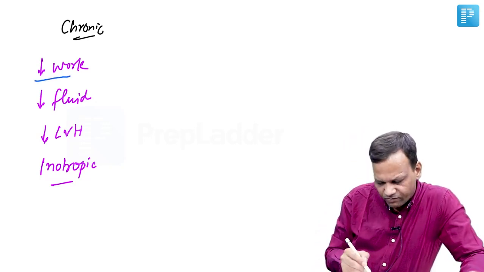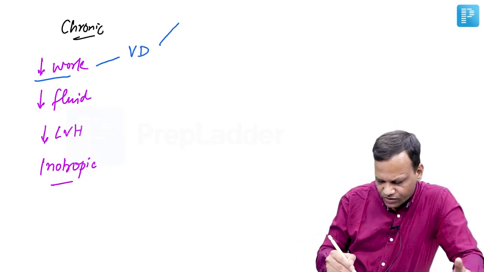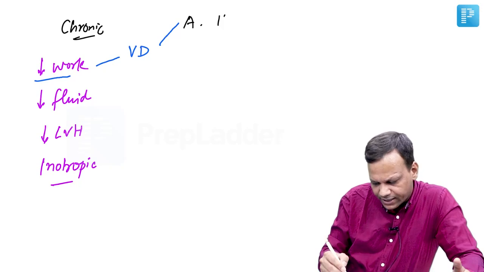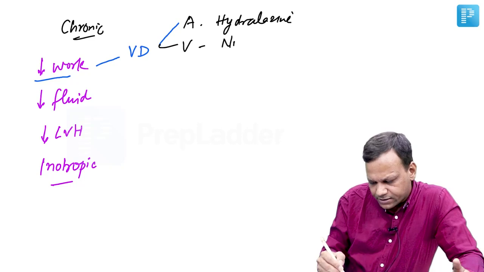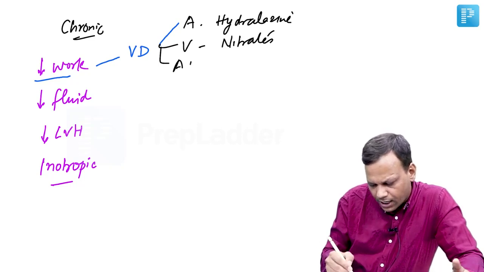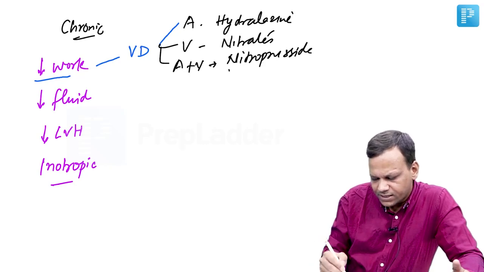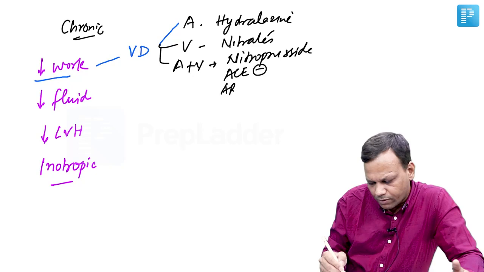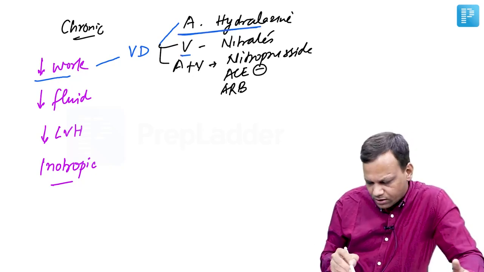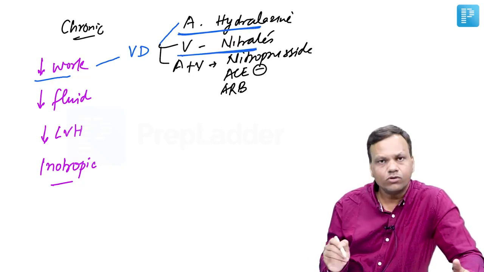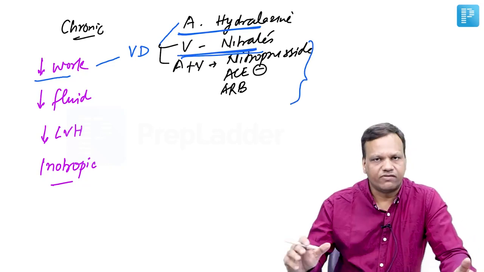So how to decrease work? Work is increased because of vasoconstriction. So we will give vasodilators. They will reduce the work. So among vasodilators, we have drugs which dilate arteries, like hydralazine; drugs which dilate veins, like nitrates; and drugs which dilate both arteries and veins, these include sodium nitroprusside, ACE inhibitors, and angiotensin receptor blockers. Hydralazine decreases afterload. Nitrates decrease preload, whereas nitroprusside decreases both preload and afterload.